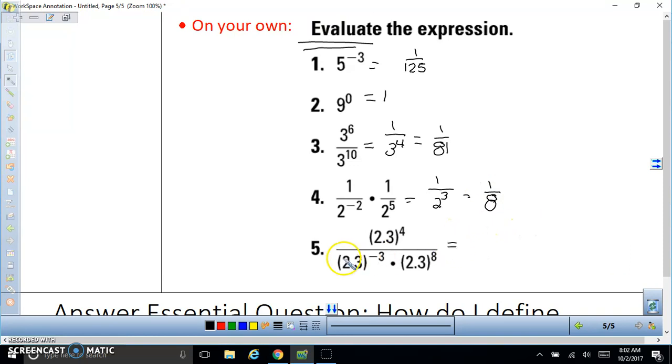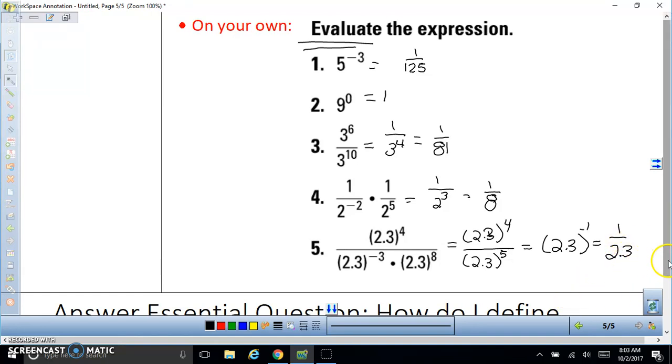Okay, next, we're going to add our two bases together first, and then we'll get 2.3 to the 4th over 2.3 to the 5th. Now we're going to subtract our exponents, and we'll get 2.3 to the negative 1, so 1 over 2.3, which is not very pretty. We don't really like that in math, but this is what you get for this problem.